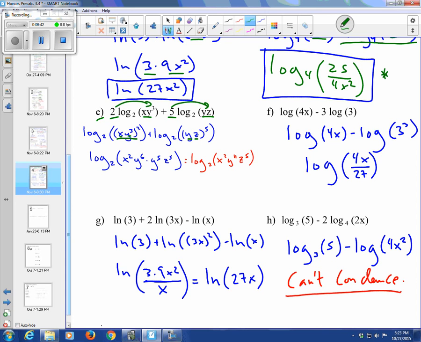And then we will condense this into one log base 2, right? In this one log base 2, we've got y to the 6th times y to the 5th, which is going to give us y to the 11th in the end when we simplify inside that logarithm.